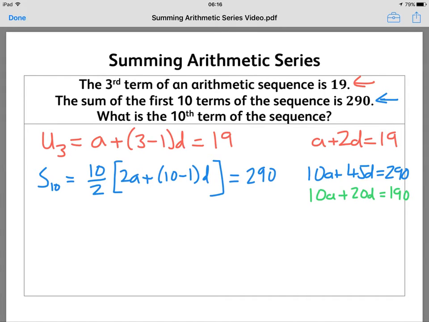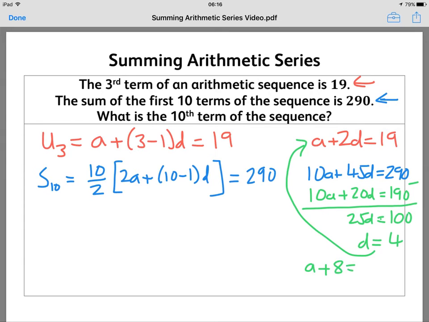And then I'm going to subtract. And we're going to get no a's, we're going to get 25 d's equals 100. So d equals 4. Okay, once I've got d equals 4, I can then go back. I'm going to substitute d equals 4 into this one for argument's sake. I could go into the other one as well, but this top one's easy. So a plus 2d, so a plus 8 equals 19, and therefore a equals 11.